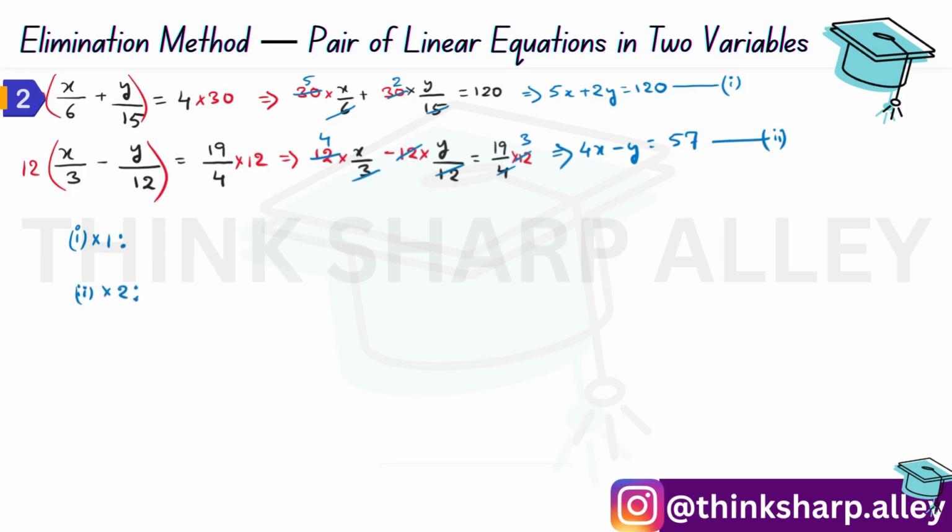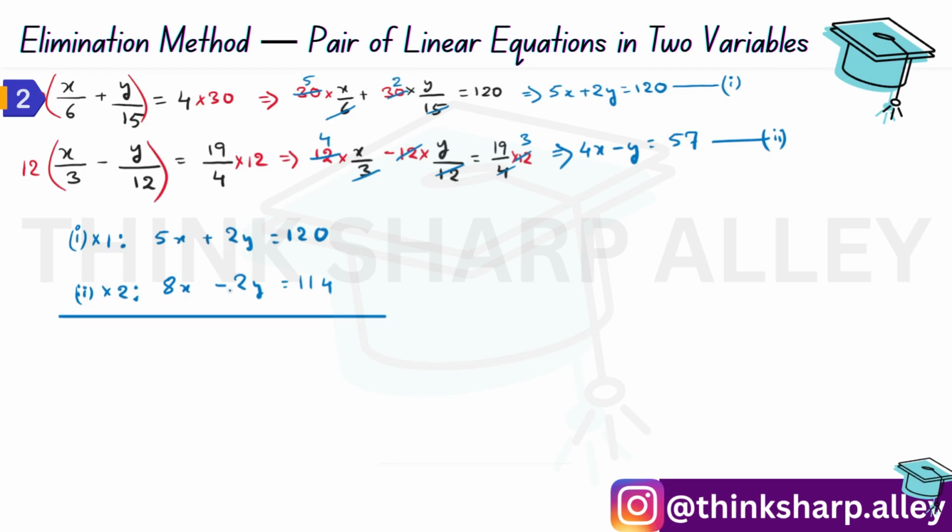So now we have the first equation as it is, while the second equation gets multiplied by 2. So we have 8x minus 2y equals 114.